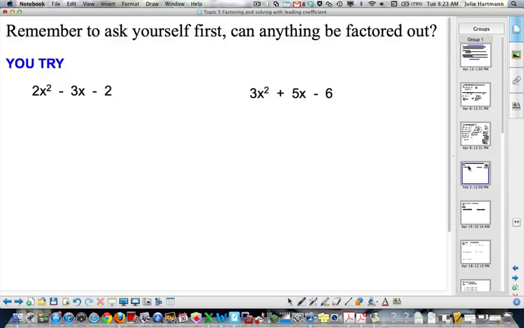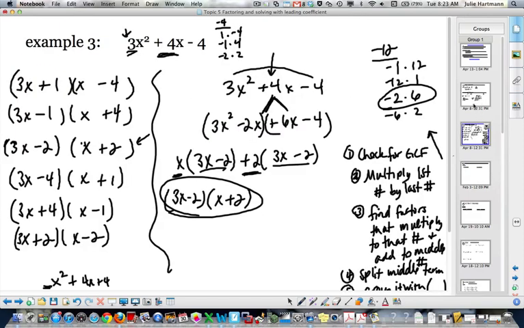This is going to take lots and lots of practice, okay? So go ahead and try these two. Refer back to your examples. I did a few of them, and we will do plenty more practice in class tomorrow.